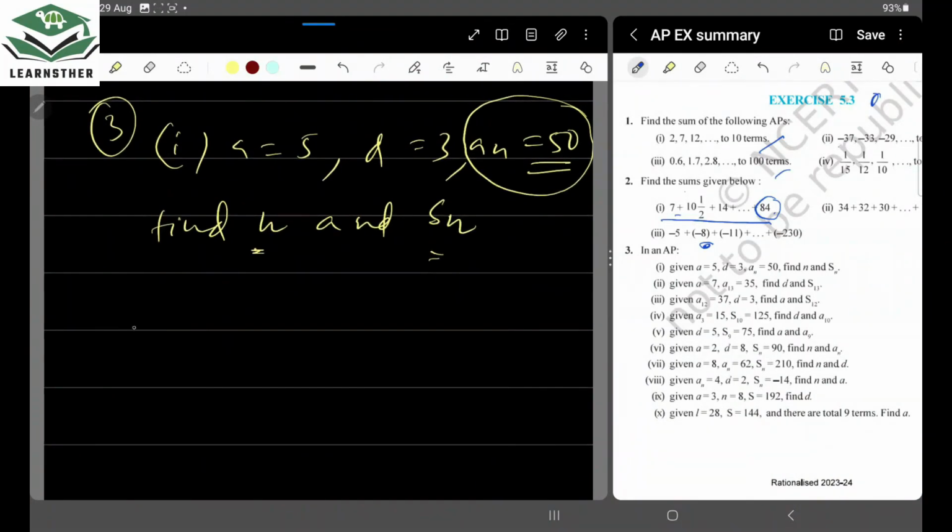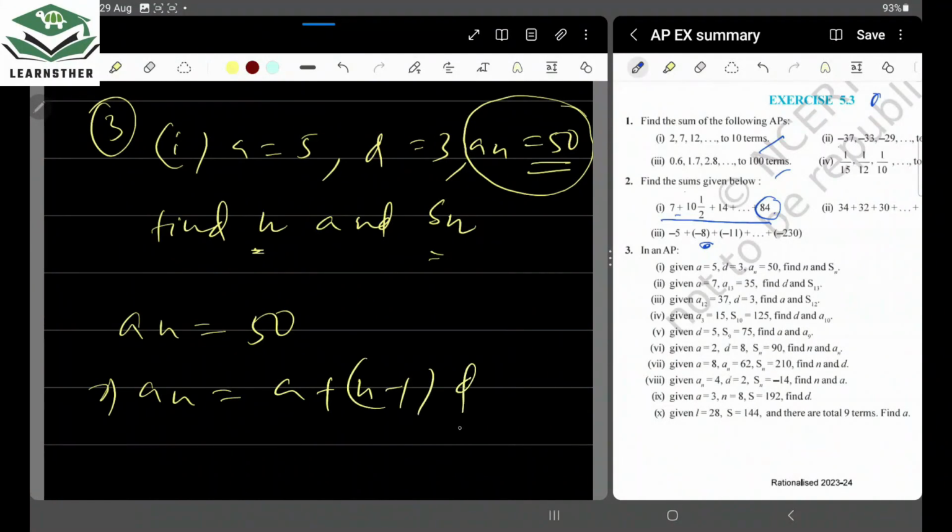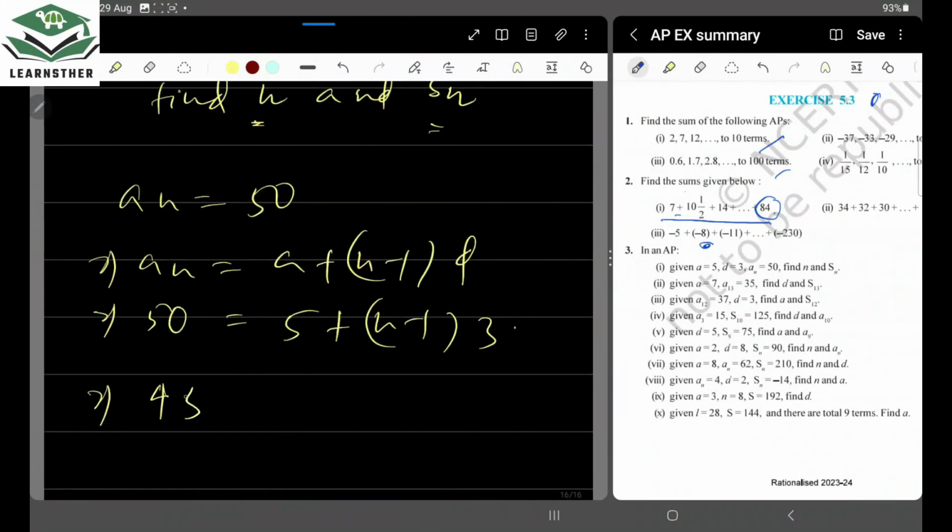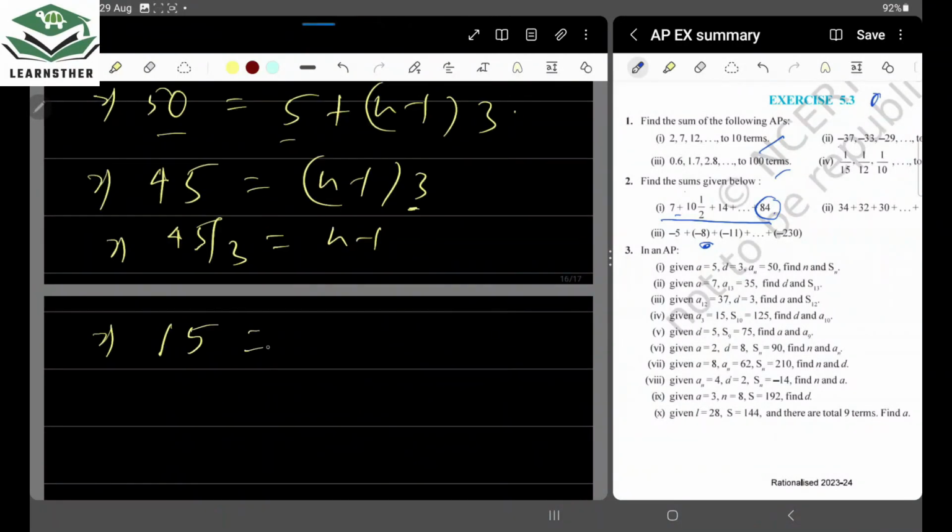So let's find n. The nth term is equal to 50. We know the nth term is a plus (n minus 1) into d. You put the nth term as 50, a is 5, d is 3. So this will become 45: 50 minus 5 is 45, equals (n minus 1) times 3. So 45 by 3 is 15, that is n minus 1. So 15 plus 1, n is 16.